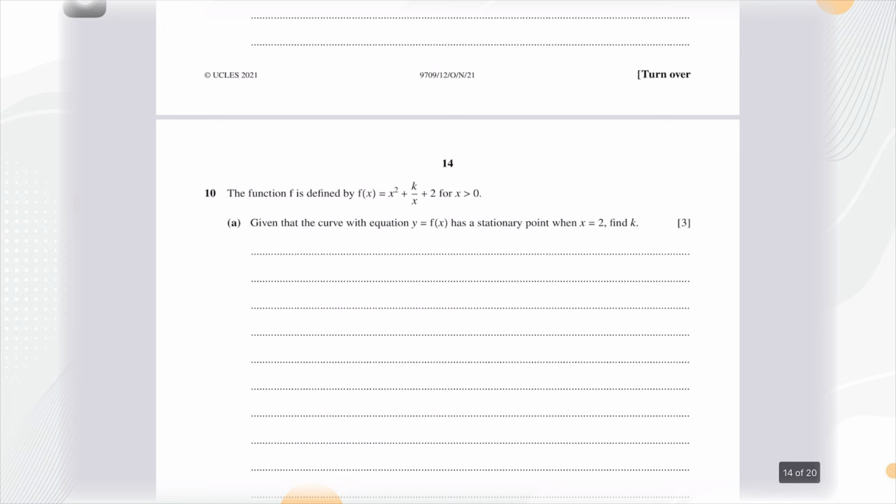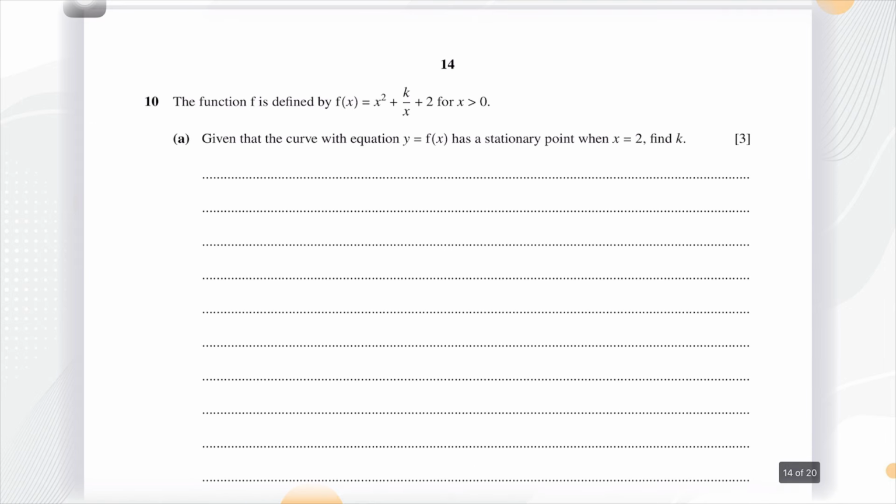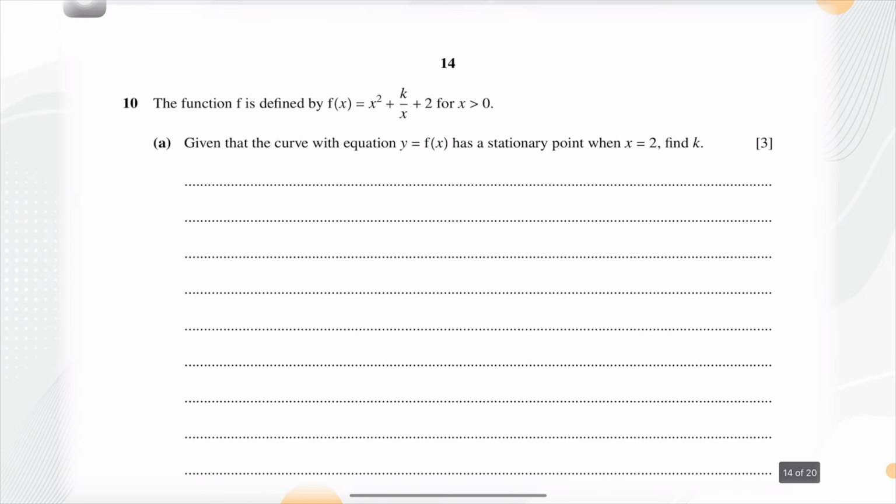Alright, now let's see what this says. The function f is defined by f of x equals x plus k over x squared plus k upon x plus 2 for x greater than 0. Given that the curve with equation y equals f of x has a stationary point when x equals 2. So stationary point, what does that mean? dy by dx equals 0. Stationary point means dy by dx equals 0.